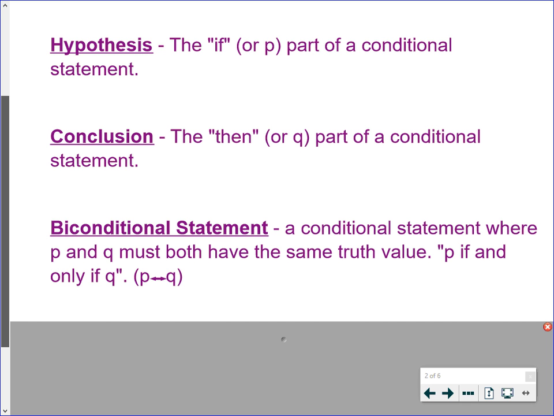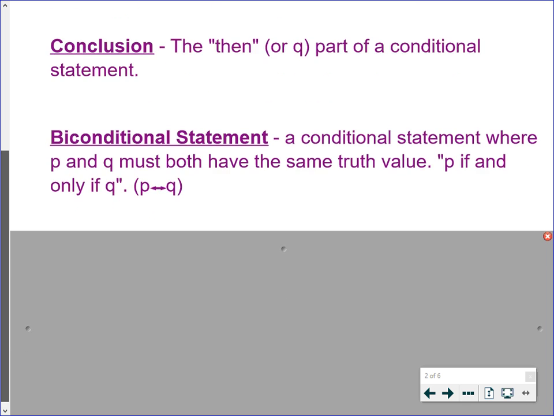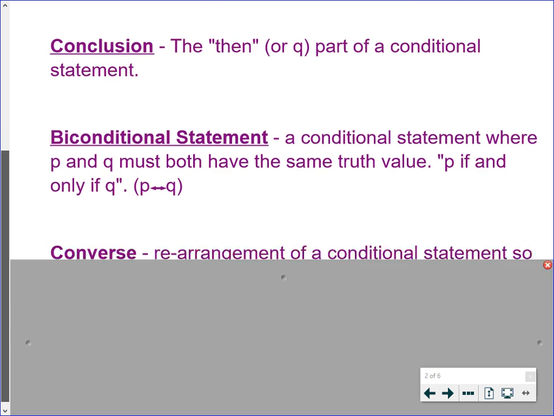Our biconditional statement. This is a conditional statement where P and Q must have the same truth value. When we talk about truth value, that means that it's a true statement or it's a false statement. So a biconditional is P if and only if Q. So they both have to have the same truth value. We should be able to say if P then Q, and also be able to say if Q then P, and both of those be true. And we'll take a look at what that looks like in an example in a second. So biconditional uses if and only if.